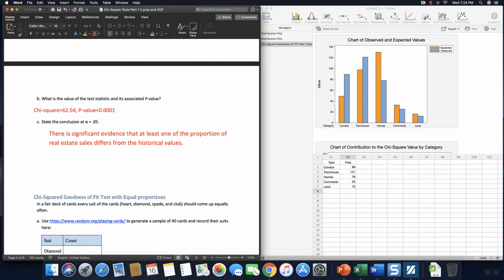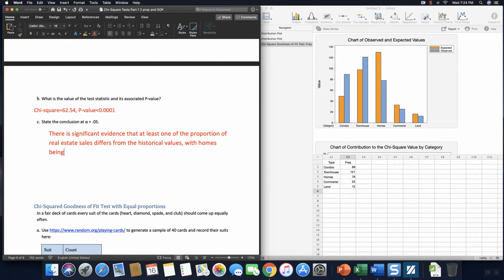I said this a few times in class. It's interesting because in chi, it's powerful enough to tell you, hey, not only is it a significant difference, but here's the two that are the most different. So we're going to add that in with homes being significantly lower and condos being significantly higher.